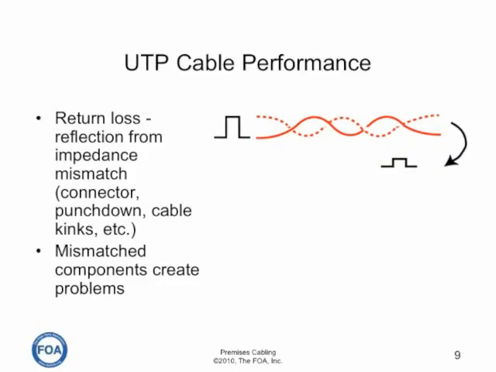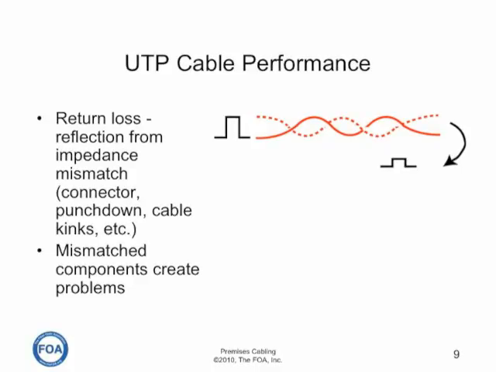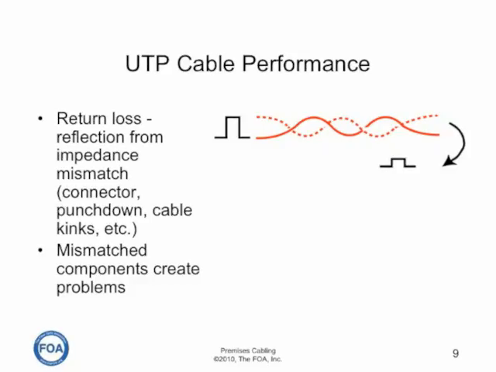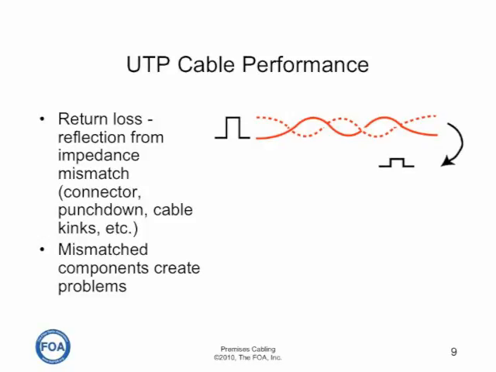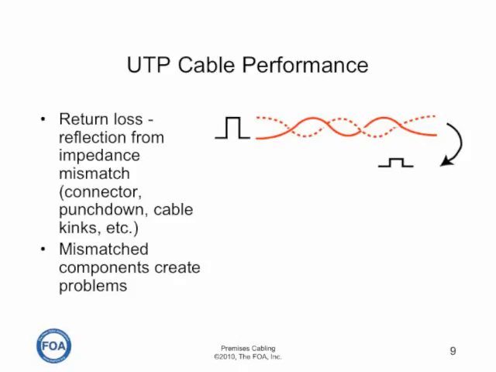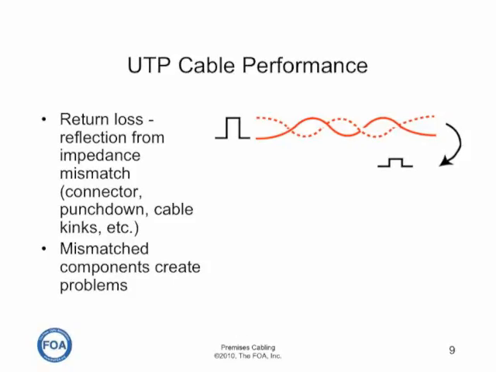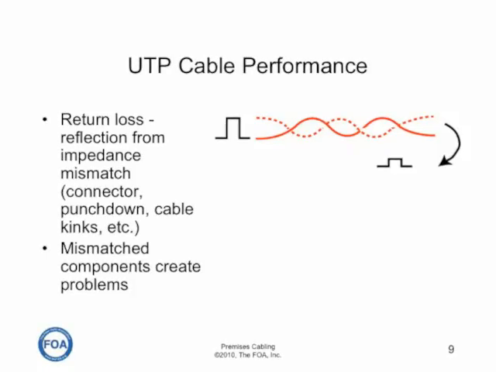Return loss is a reflected signal caused by an impedance mismatch. The impedance mismatch is usually caused by improperly making connectors, generally leaving too much wire untwisted, or kinks in the cable. Mismatched components can also create problems, which is another reason you want to make sure that all components are of the same category grade, and at the highest category grades, perhaps even from the same manufacturer.